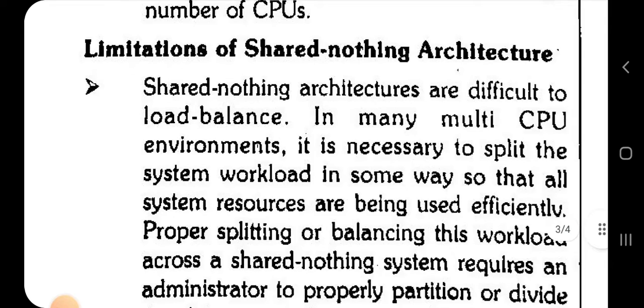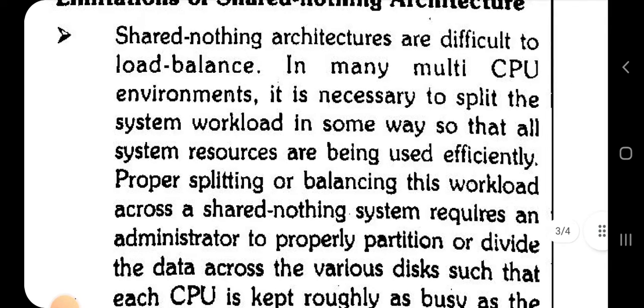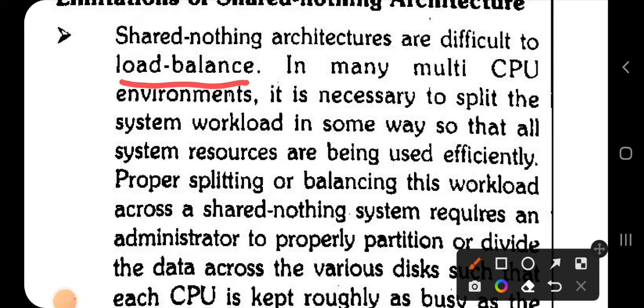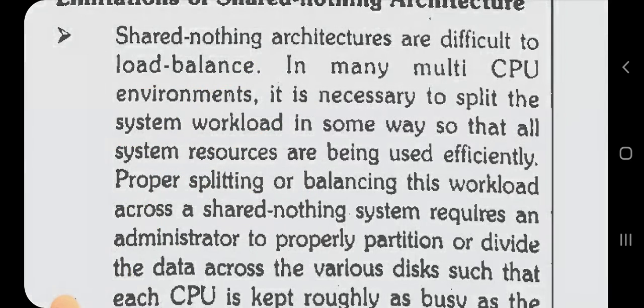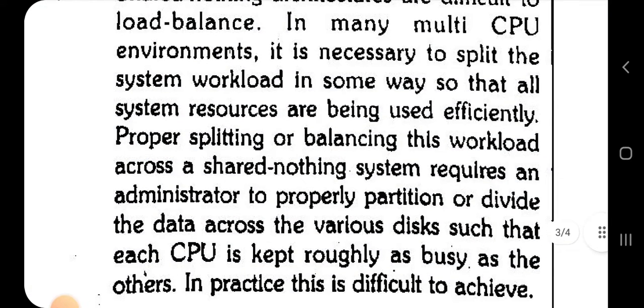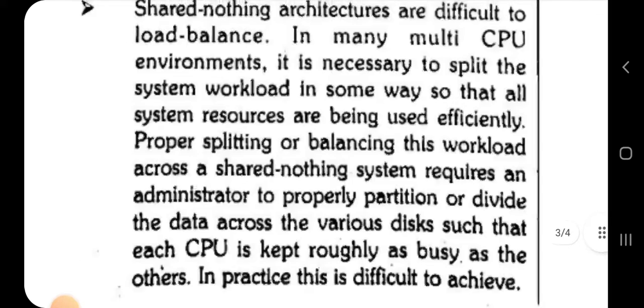But the limitation here, the disadvantage here, is that shared nothing architectures are difficult to load balance. Why? Because if you add one more CPU, you should not add only one CPU. You should add its internal memory, its internal disk, and its IO devices. Everything needed by that particular CPU should be arranged in order to add it into the network. And resources will not be utilized in a sufficient manner, because they are not shared among the CPUs.